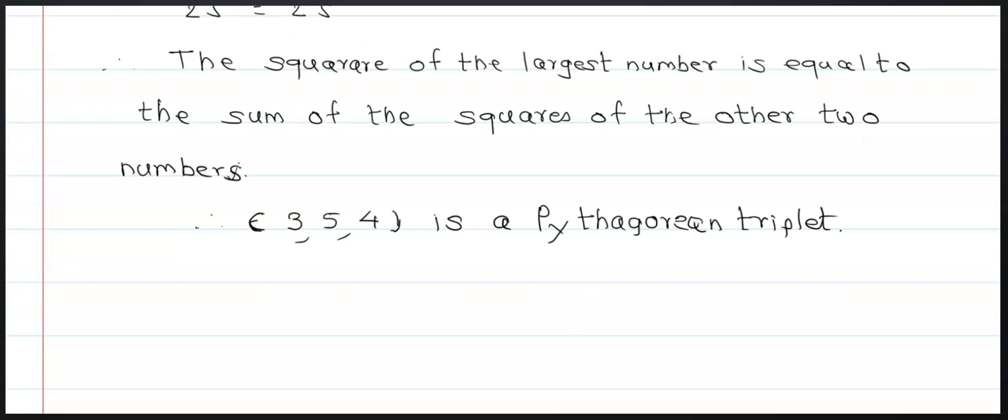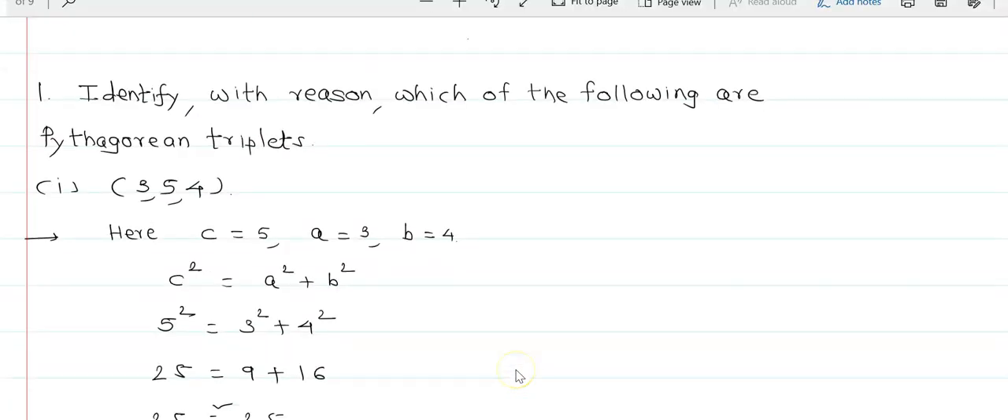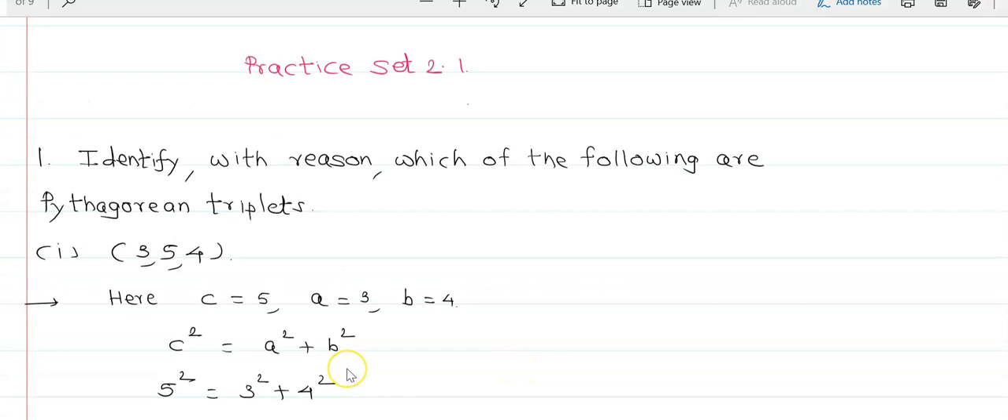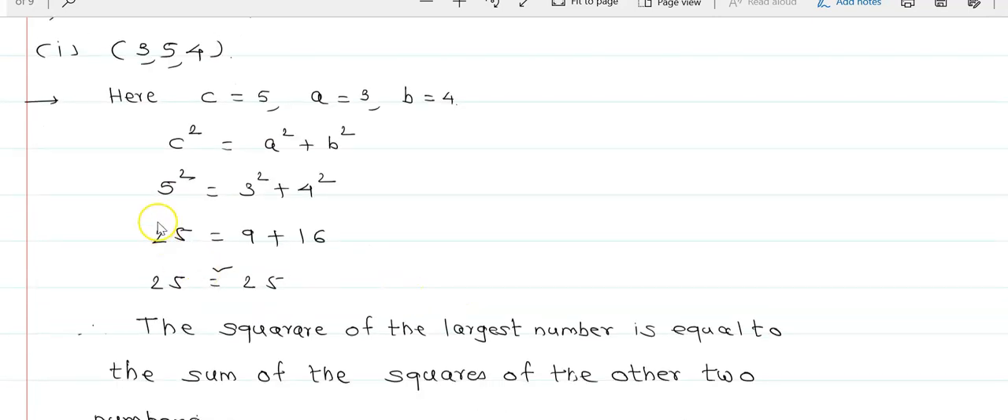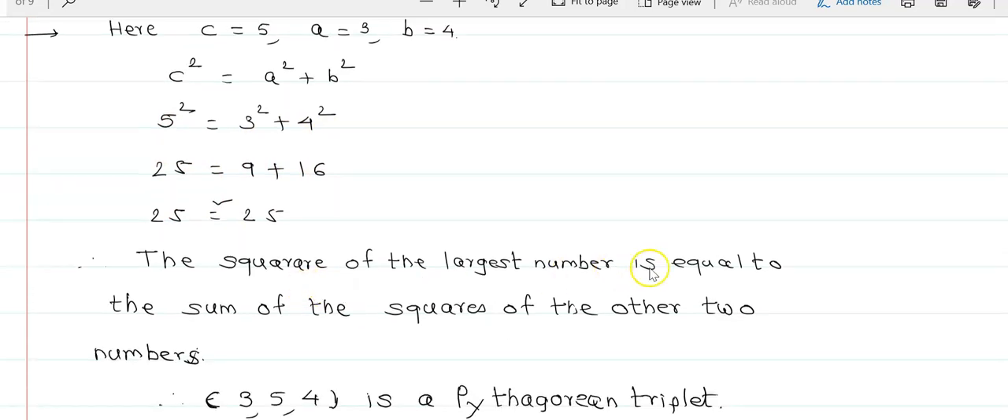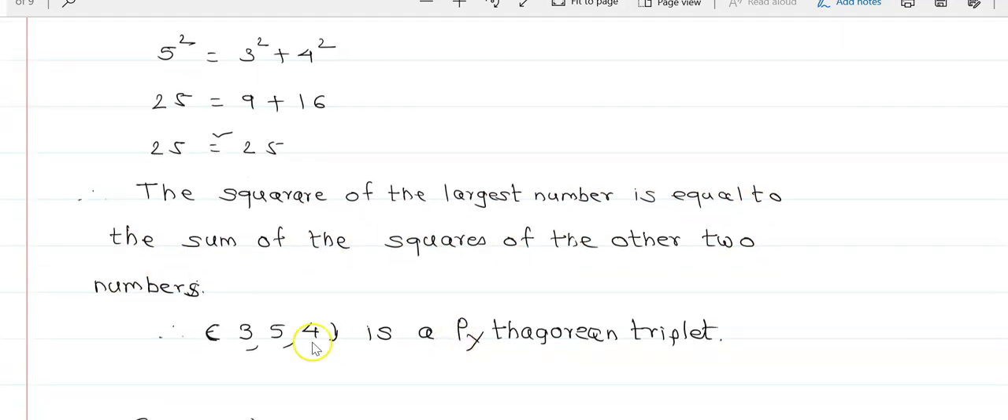Now see this again here. Practice set 2.1, where this is the Pythagorean triplet. We know that C is 5, A is 3, B is 4. C square is equal to A square plus B square. These are small numbers, therefore we can write directly. That is 5 square is equal to 3 square plus 4 square. This is equal. Therefore the square of the largest number is equal to the sum of the squares of the other two. Therefore 3, 5, 4 is a Pythagorean triplet.